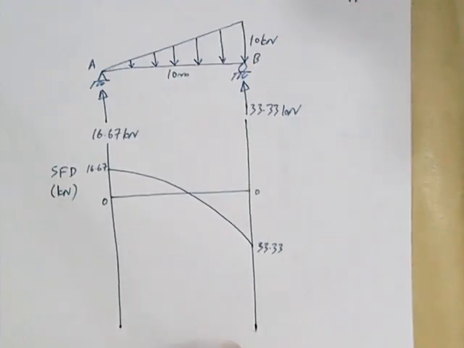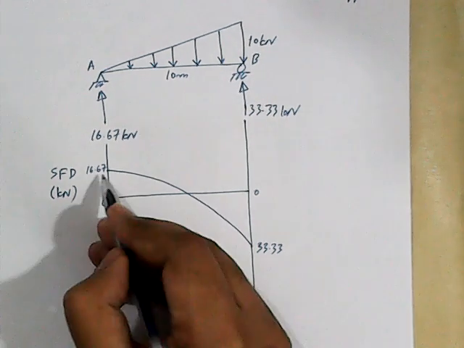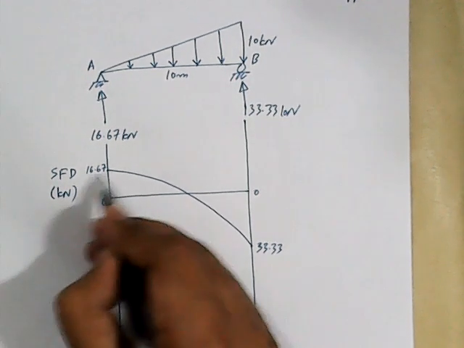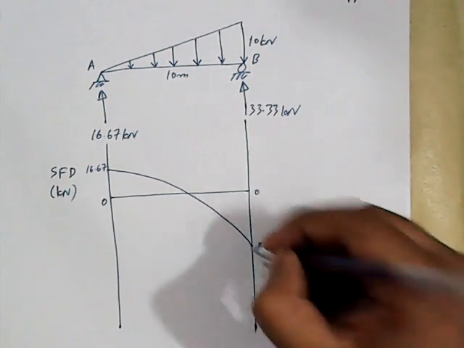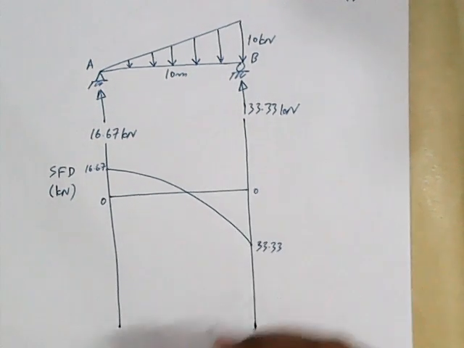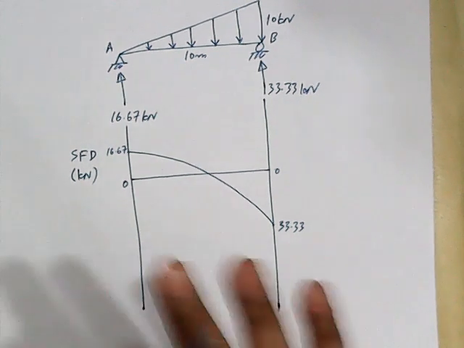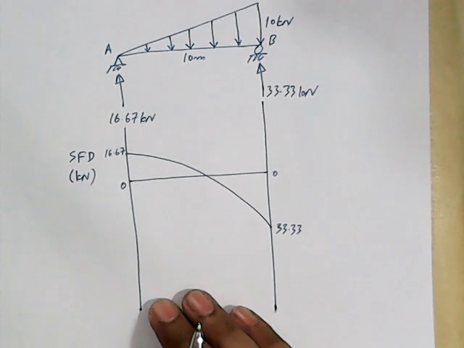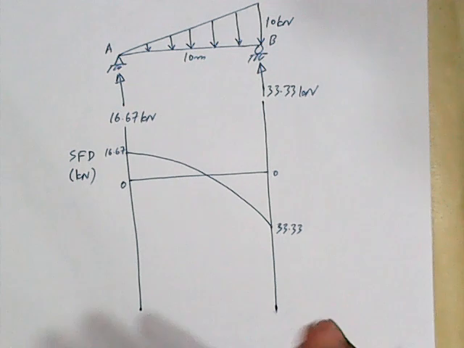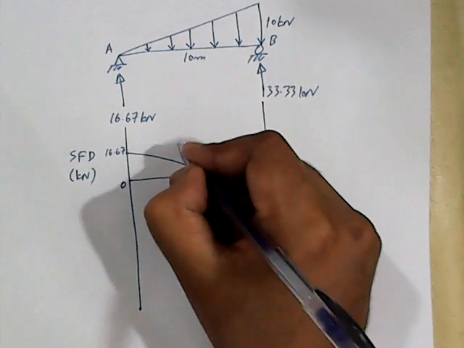It is drawn like this. So it is convex up. The slope here is very small, a small magnitude. But if I draw a tangent here, it has a significantly large slope. So this is the correct orientation of the shear force diagram for this situation.